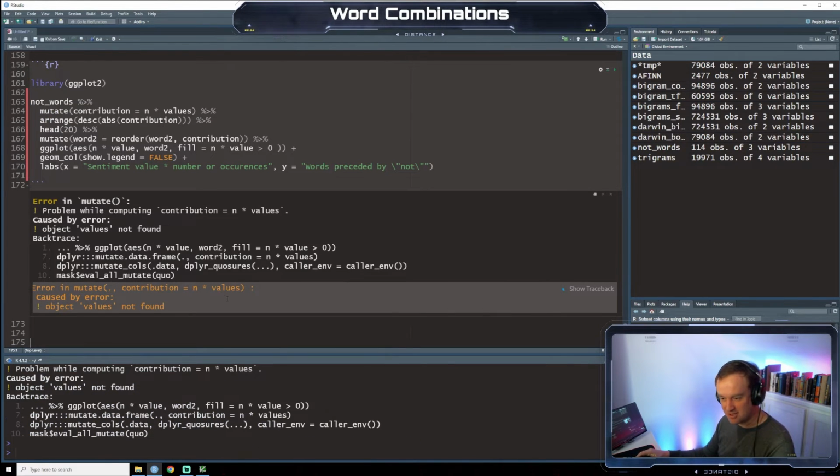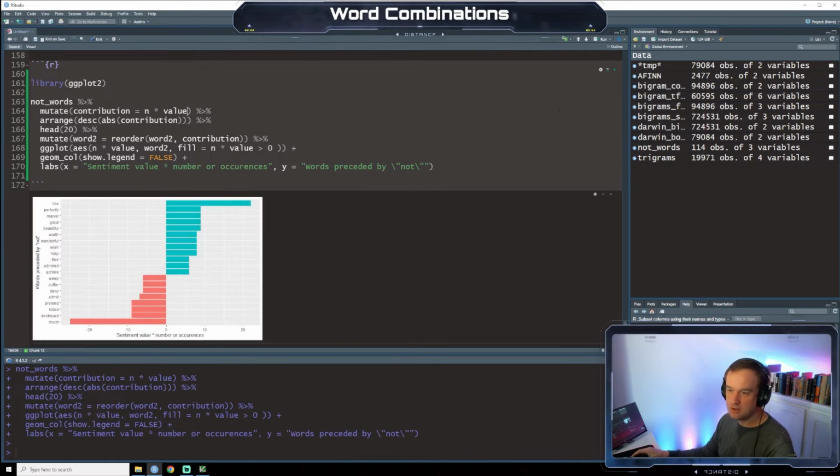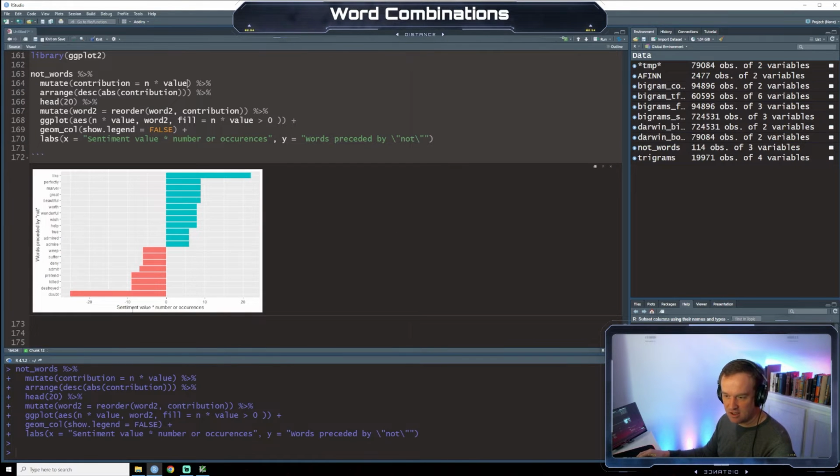So as you see, it's value, not values. Where do I have values? Oh, times value. Okay, so you can see down here, we've printed "not" with the quotations around it. That's what the backslashes do.